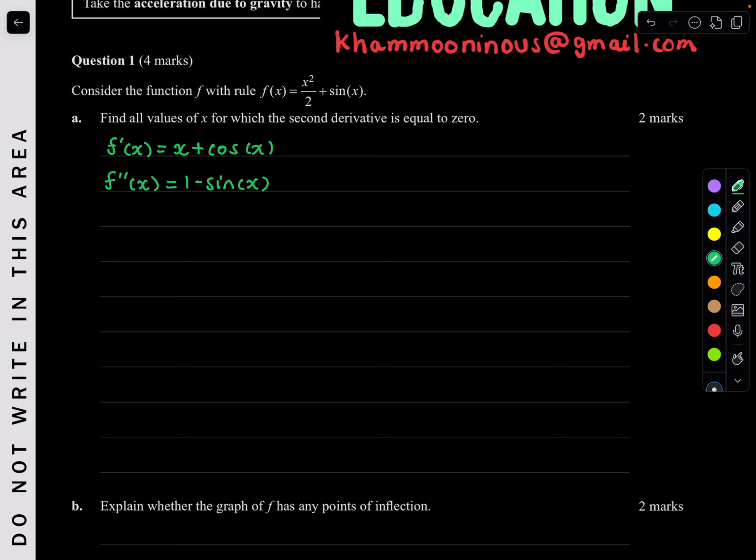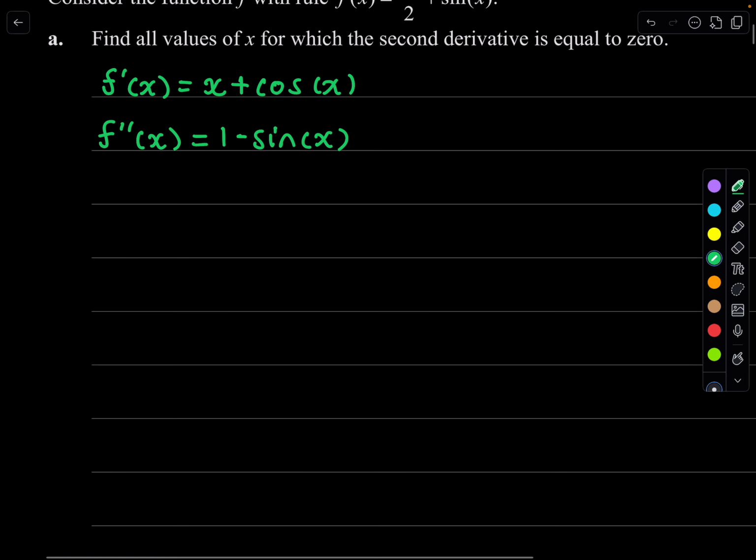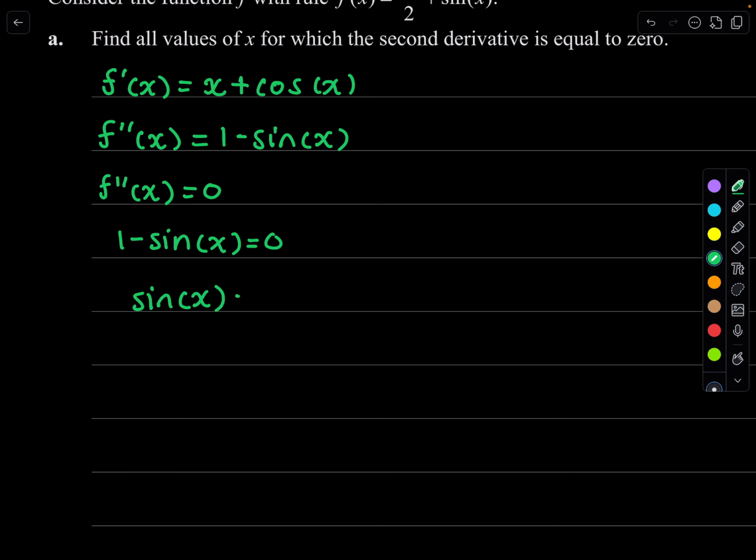And it says find the values of x for which the double derivative is equal to 0. So we want it to be equal to 0, meaning that this over here equals 0. So basically we're solving for sine x equals 1. Bring that 1 to the other side. Easy. This is going to be a general formula, like a general rule.